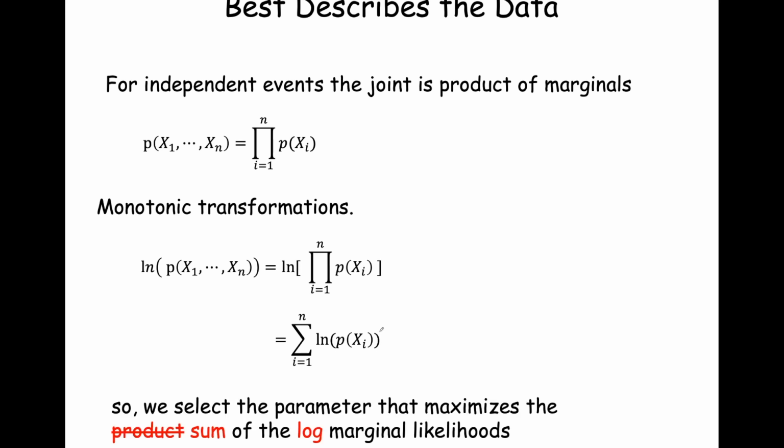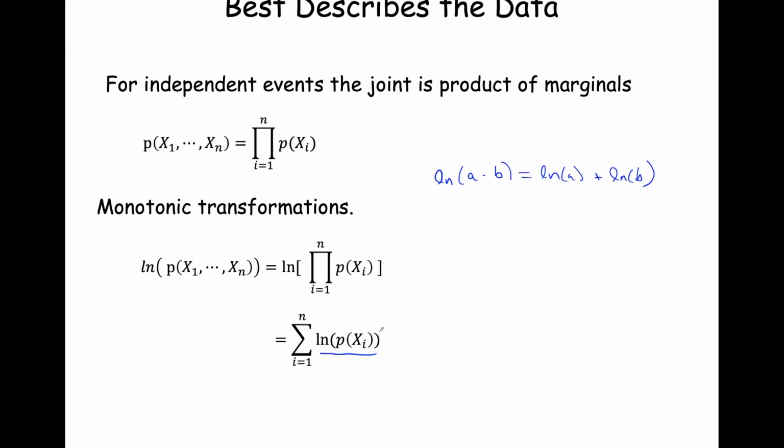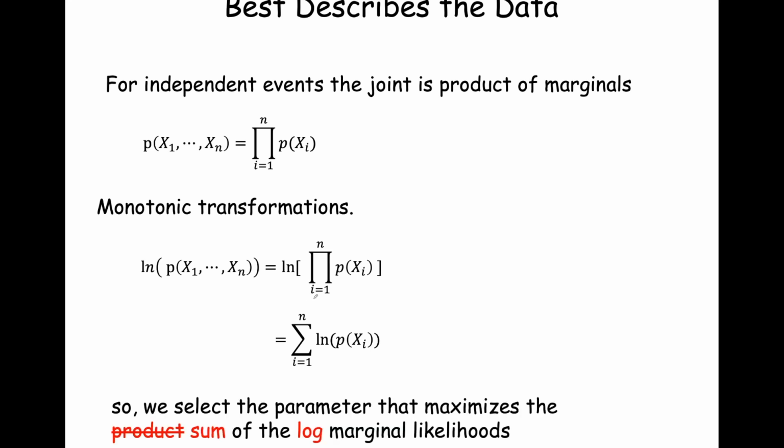Okay, so now we select the parameter. If we take this monotonic transformation, now instead of selecting the parameter lambda that maximizes this product, we're finding the parameter lambda that maximizes this sum. Okay, and so we could describe this as selecting the parameter that maximizes the sum, instead of the product, of the log marginal likelihoods. These are marginal likelihoods instead of a joint likelihood. And now we're saying the log of the marginal likelihood, and it's the sum of the log marginal likelihoods instead of the product of the marginal likelihoods.